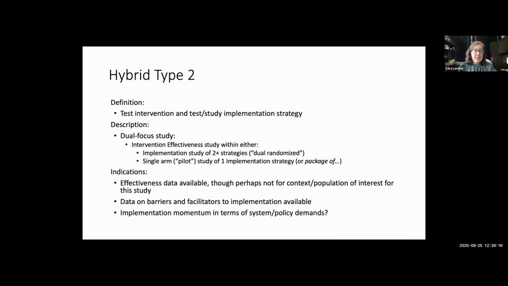You also want to make sure that you have data on barriers and facilitators to implementation already available. Maybe you've done a study, maybe you did a pilot, but you want to have some knowledge on what barriers and facilitators we are addressing with these implementation strategies. And you might also be helped by having some implementation momentum. Maybe all of a sudden clinical practice guidelines change, or your healthcare system says, here's a new policy, you have to offer this. That might help push you from a type 1 to a type 2.